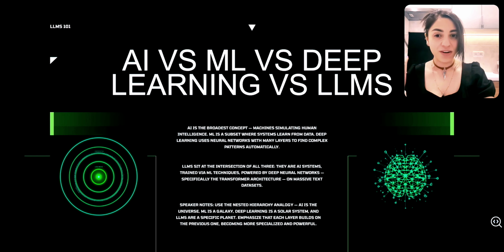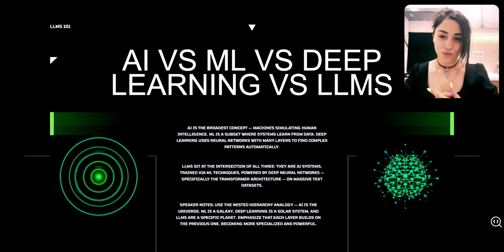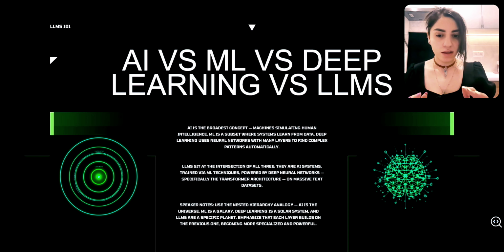We know different terminologies, and some people confuse them, like ML is AI, AI isn't ML. So I will explain now: deep learning, AI, machine learning, and large language models. What is their differentiation? These terms are related, but they do not mean the same thing.